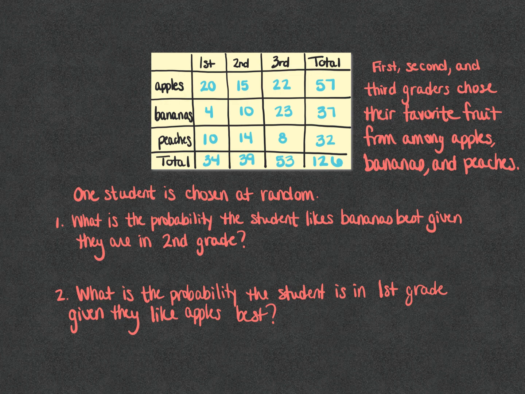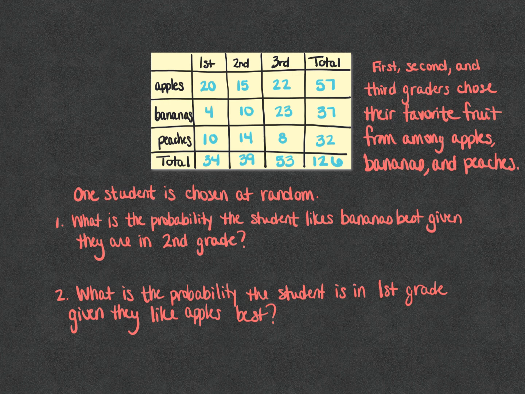Okay, in this next example, I have put our data into table format. So first, second, and third graders chose their favorite fruit from among the choices: apples, bananas, and peaches. And you can see the results here in the table. So we're going to pick one student at random. We want to calculate the probability the student likes bananas best, given they are in second grade.